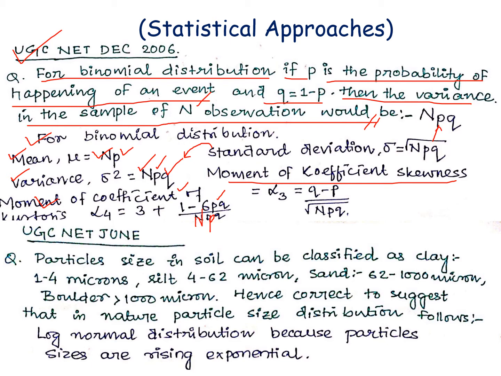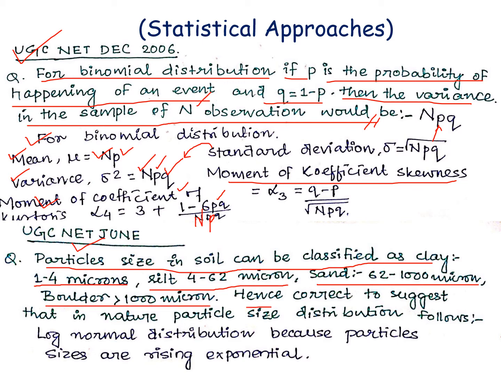Okay, now again in the same year we have a UGC NET June 2000 question. The particle size in a soil can be classified as clay, that is 1 to 4 microns, while silt is given as 4 to 16 microns, sand as 62 to 1000 microns, and boulders as greater than 1000 microns.